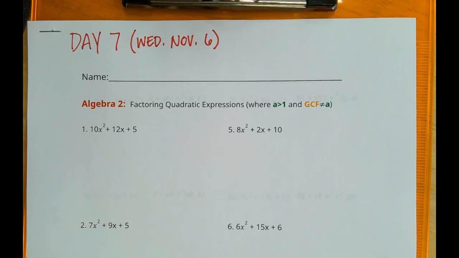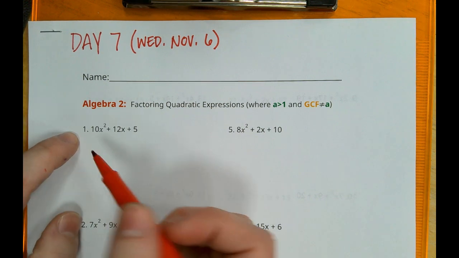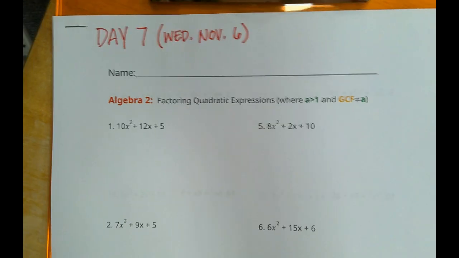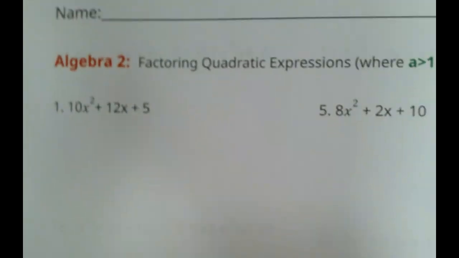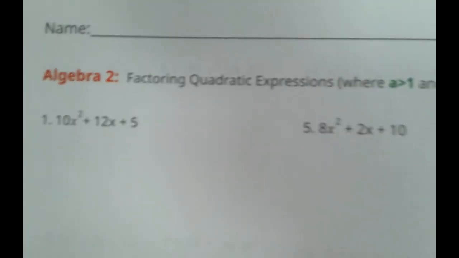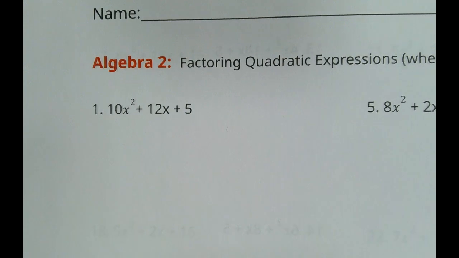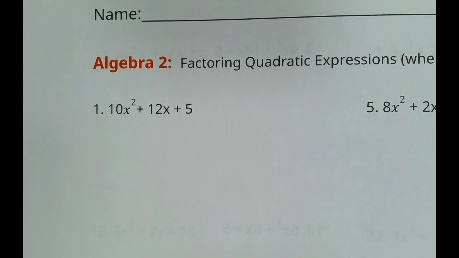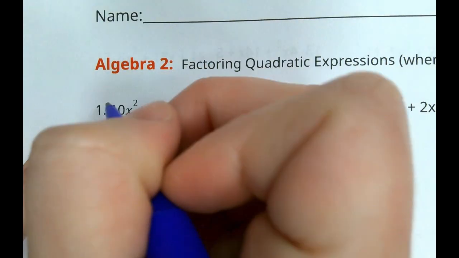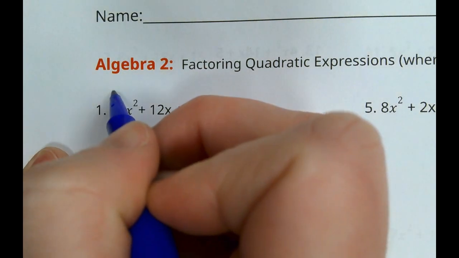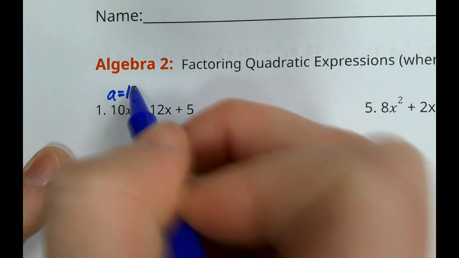All right, guys. Let's look at number 1. So let's start slowly. We are going to label our A, our B, and our C. So what's our A here? 10x squared. 10.